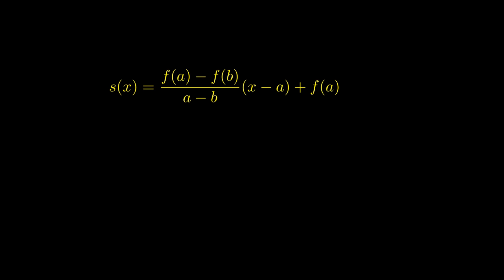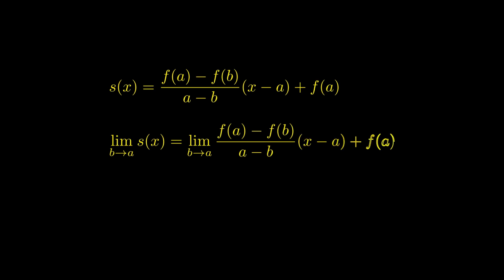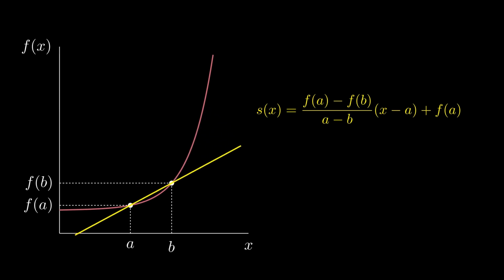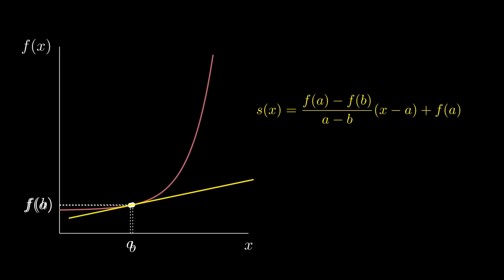There is an elegant way around this, and it involves the concept of a limit from calculus. So what do we do next? We take a limiting value of the secant line as b approaches a, and look what we get. Here is the well-known definition of the derivative of a function at point a. Geometrically, this means that as b approaches a, the secant line becomes the tangent line, and the slope of the tangent line is the derivative of the function at that point.